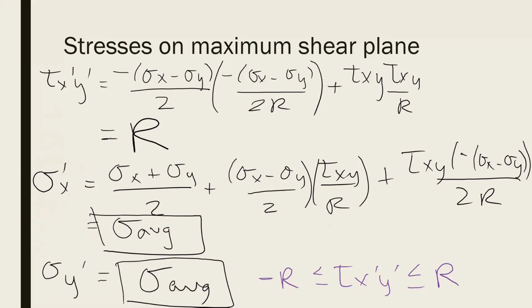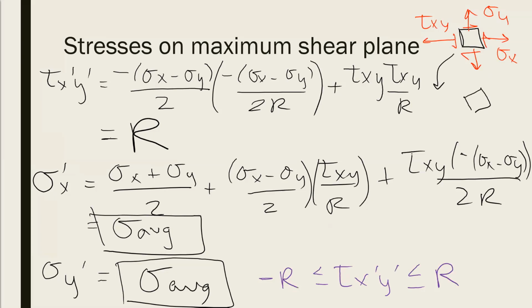So say we started with some cube of material, and that cube of material had sigma X acting on it. It had sigma Y acting on it. And it had tau XY. What I'm saying is that if we rotate this to the maximum shear plane, or the Matthew plane, what our stress state will look like is sigma average, and then some shear stress with a magnitude of R, or negative R, depending.